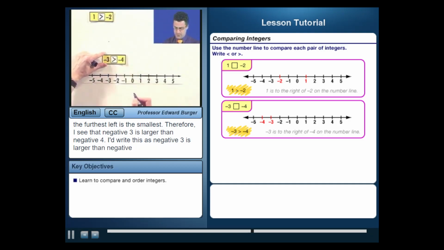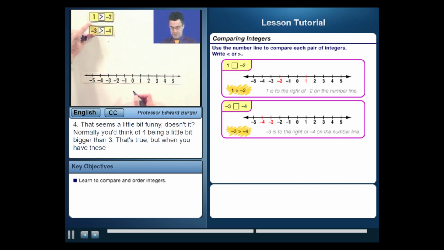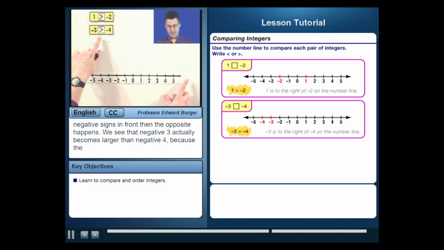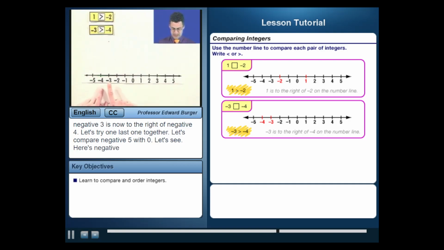is larger than -4. And that seems a little bit funny, doesn't it? Because normally you think of 4 being bigger than 3. That's true. But when you have these negative signs in front, then in fact the opposite happens. And so we see that -3 actually becomes larger than -4 because the -3 is now to the right of -4.